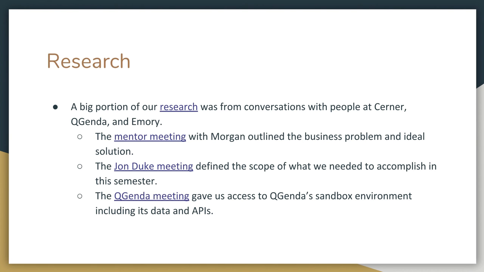For the past several weeks, we have conducted interviews and had meetings with people from Cerner, QGenda, and Emory about potential solutions. The meeting with John Duke defined our scope of the work. We found that Cerner has a SMART on FHIR and a FHIR compliant scheduling system. So the scope of this work essentially boils down to integrating QGenda with a FHIR-based server.